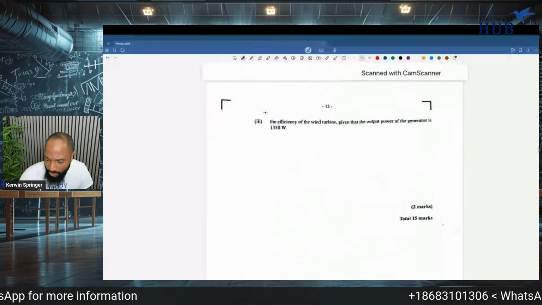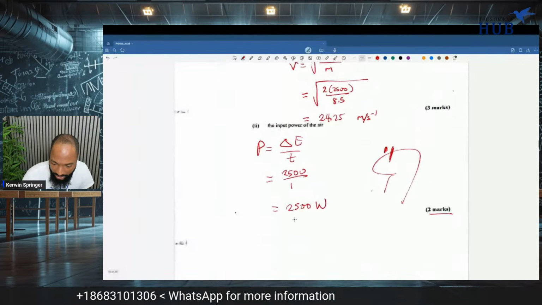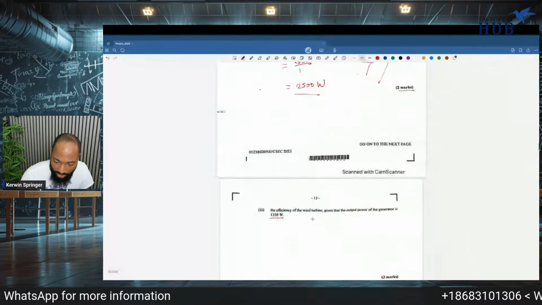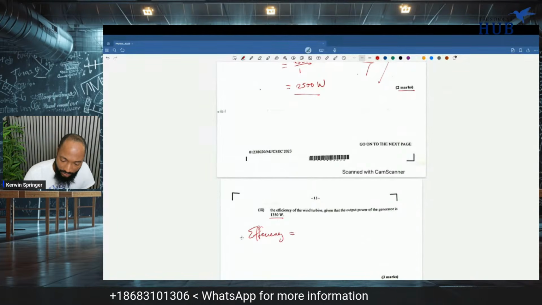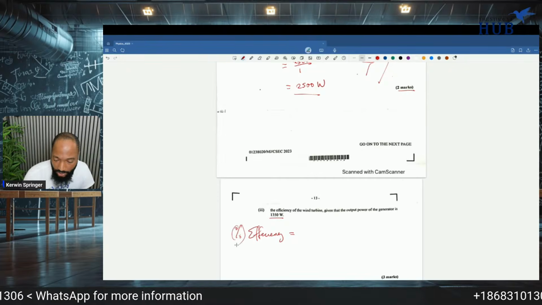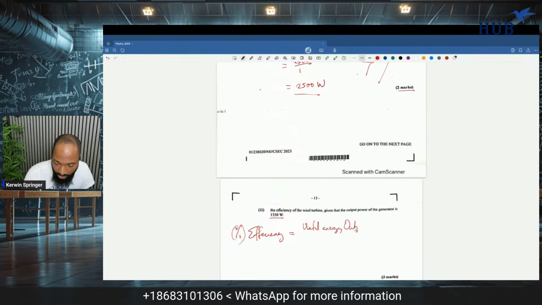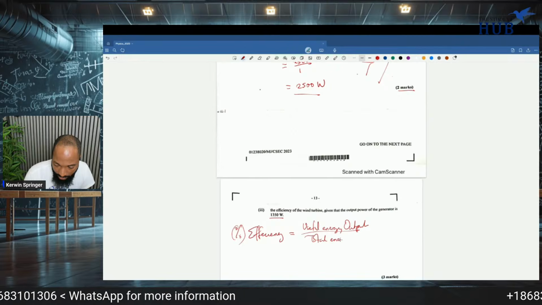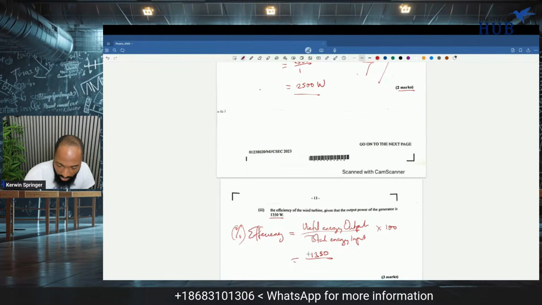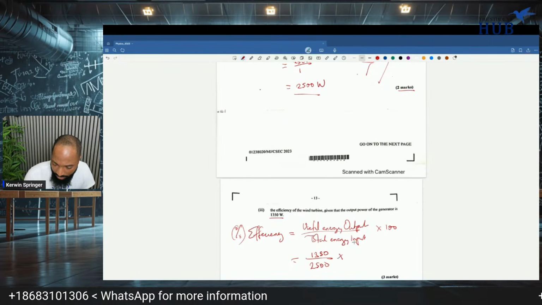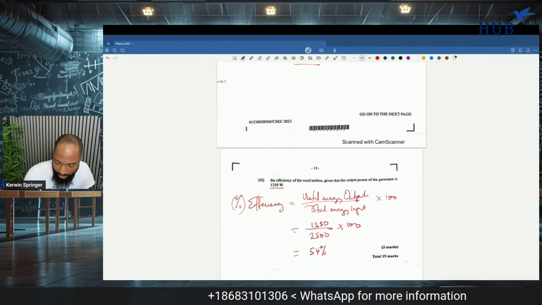And we're moving forward. So the rest of the exam, we're moving pretty quickly through the efficiency of the wind turbine, given that the output power of the generator is this. So this is the input power of the air, and this is the output power of the generator. So efficiency, they love to make you calculate efficiency these days. Make sure you have a little formula for it. And this is if we're doing percentage efficiency, right? This is equal to the useful energy output over the total energy input. And then you multiply by 100 to get the thing to look nice, right? So you put the 1350 over the total 2,500. Multiply by 100 and everybody's saying 54%. And you get 3 marks for that.